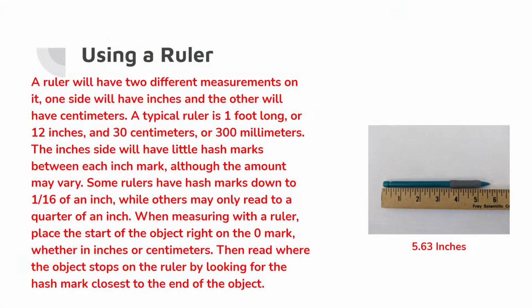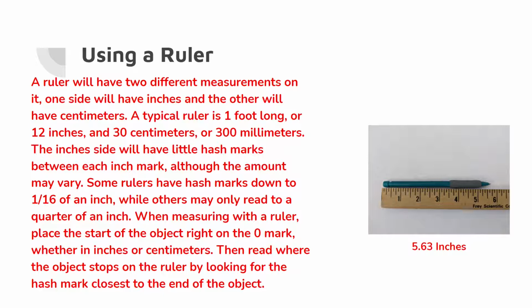Now let's talk about properly using equipment and measuring materials. When measuring with a ruler, the ruler has two different sets of measurements on it. One side will be inches and the other side will have centimeters with millimeter increments. A typical ruler is 1 foot long, or 12 inches, and 30 centimeters long, or 300 millimeters. The inch side will have little hash marks between each inch mark. Although the amount may vary, some rulers have hash marks down to the 1/16th of an inch, while others will only read to a quarter of an inch.